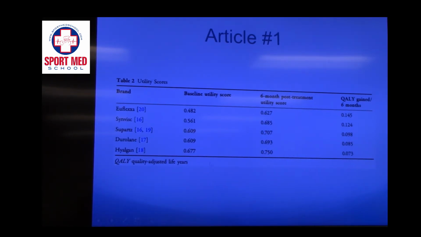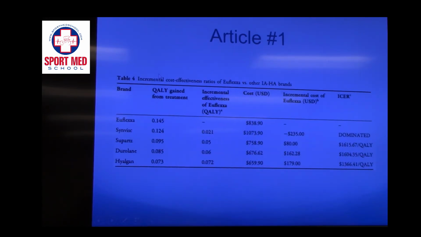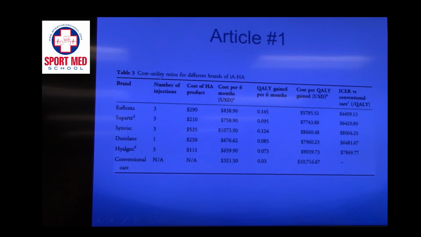So as you can see in this table, the one that had the most benefit in terms of quality adjusted life years was the Uflexa. This is just this table here.